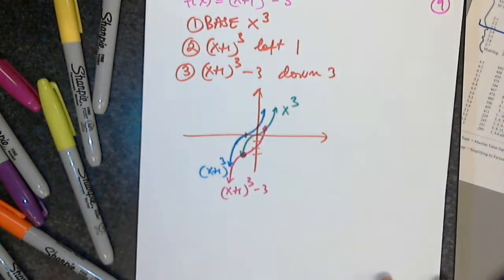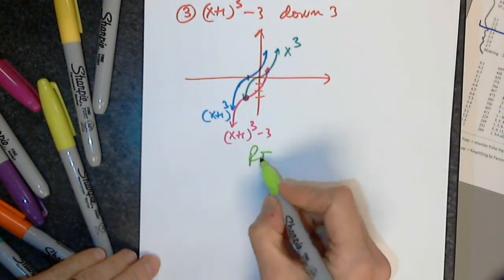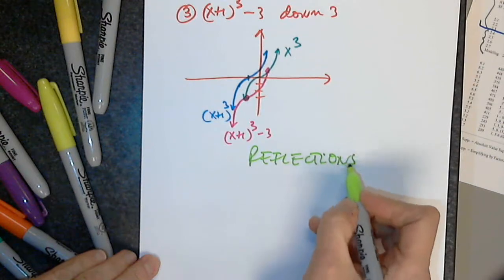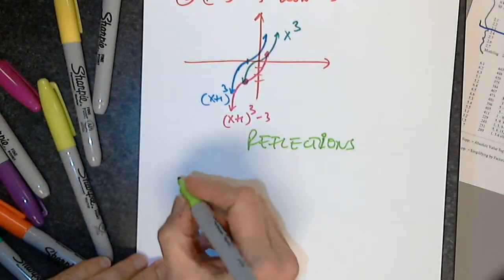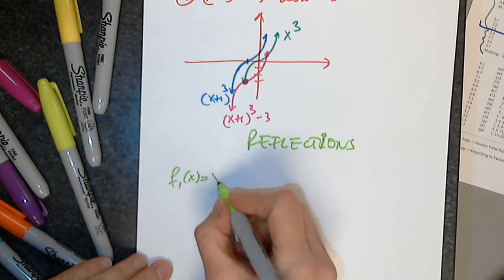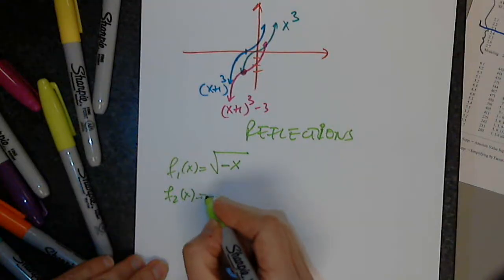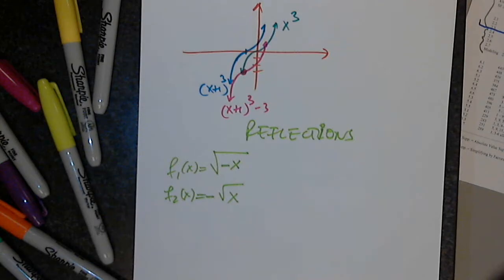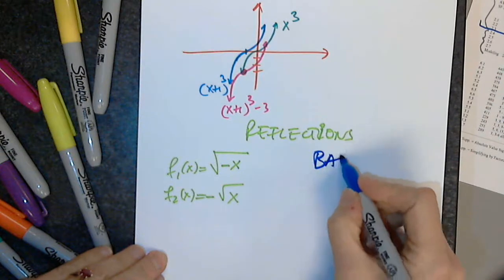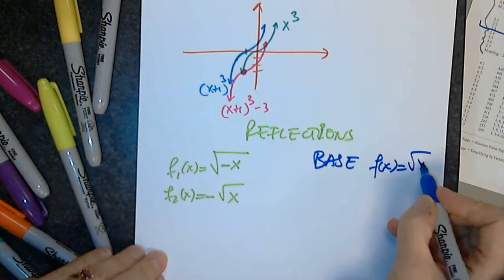Very good. Next step, reflections. So I'm going to create f1 as the square root of negative x and f2 as negative the square root of x. Which base function did I use to create these two, f1 and f2? Yes, the base function is f of x equals the square root of x. Awesome.